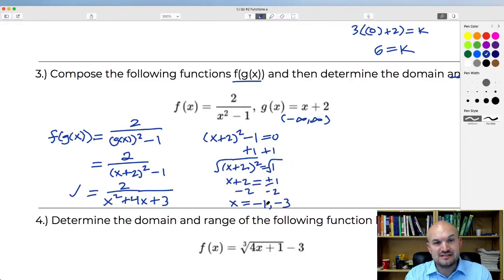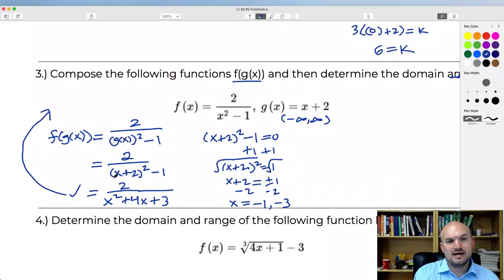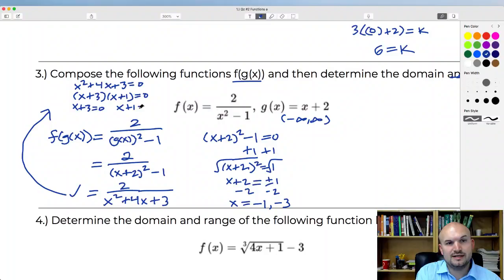So we have two values that make the denominator equal to 0. We can also show that by using factoring, because if you set this denominator, x squared plus 4x plus 3, equal to 0, you can factor that. What two numbers multiply to give you 3 and add to give you 4? That's going to be x plus 3 times x plus 1. And then, using the zero product property, x plus 3 equals 0, x plus 1 equals 0. So you can see that those solutions are the same as what I did over here.